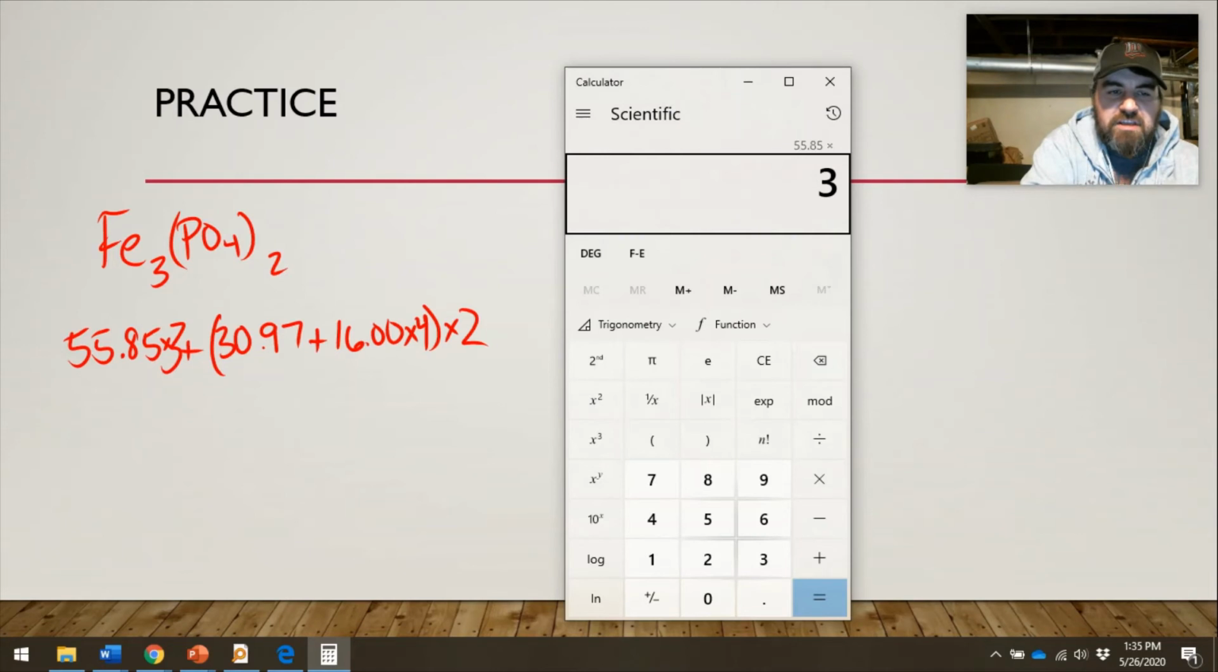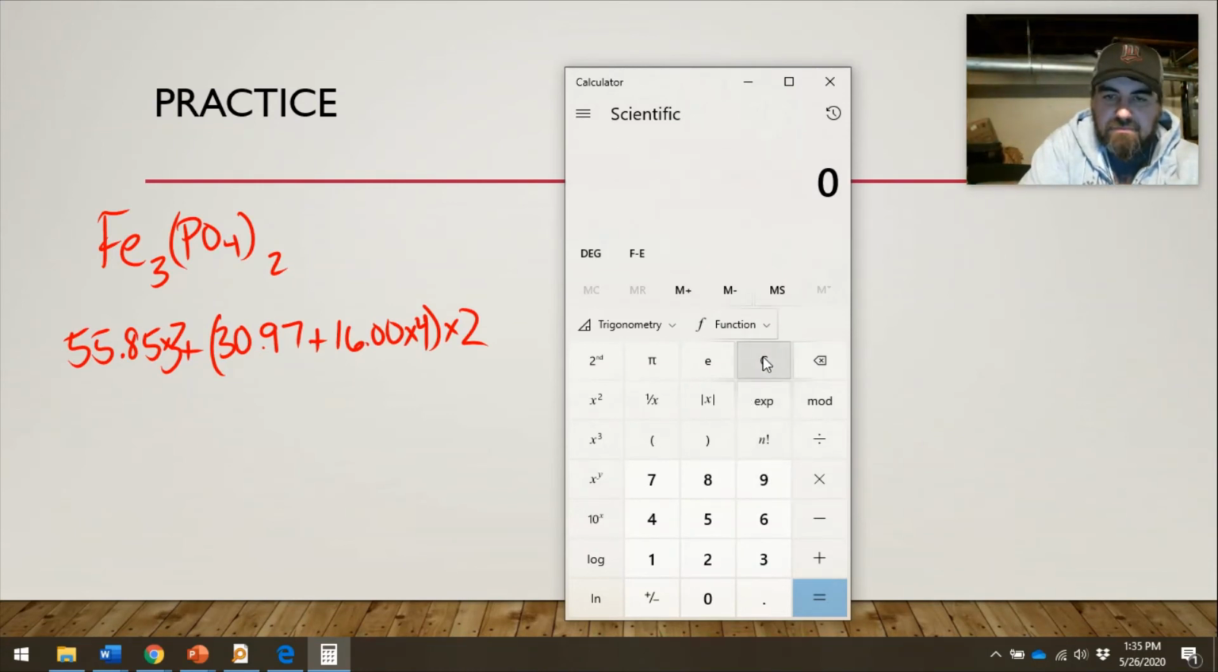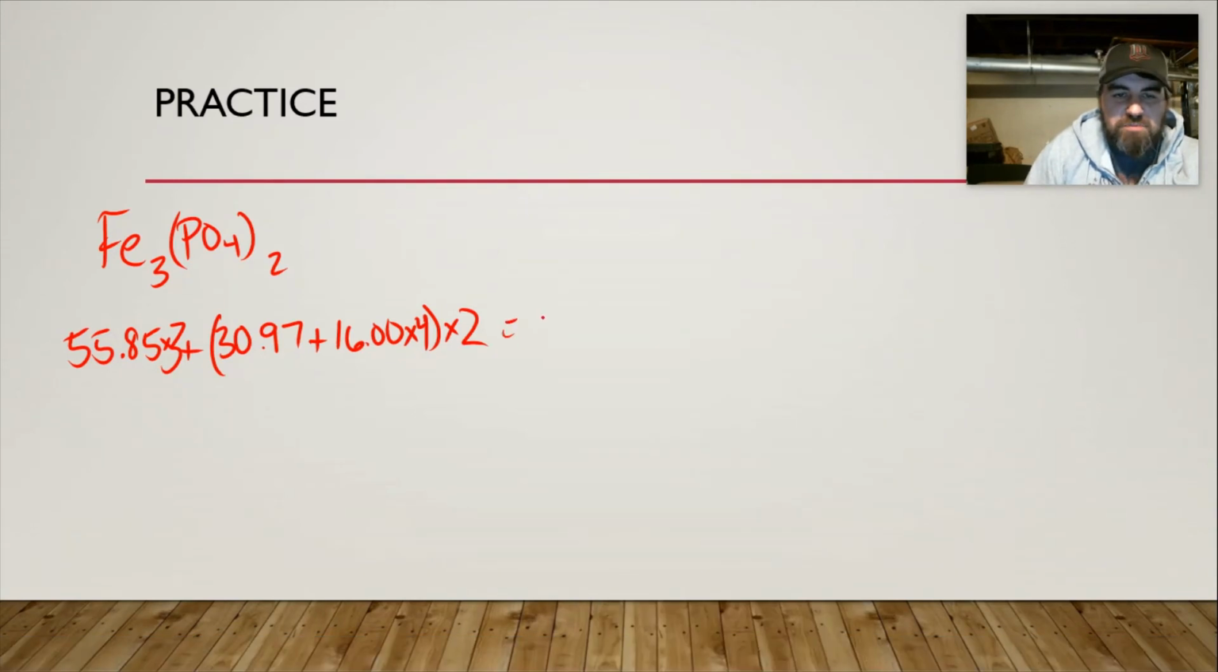55.85 times 3 plus parentheses. Whoops, I screwed that up. I'm going to restart. So 55.85 times 3 plus parentheses 30.97 plus 16.00 times 4 parentheses times 2 equals 357.49. This is much bigger. And this is grams per mole. This is way bigger than the other stuff we've done. This is more than twice as heavy as calcium nitrate because these elements are a lot bigger.